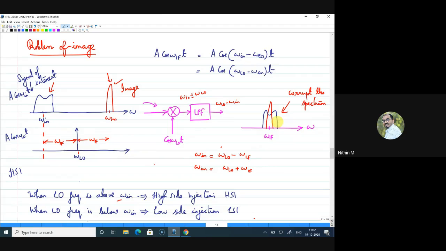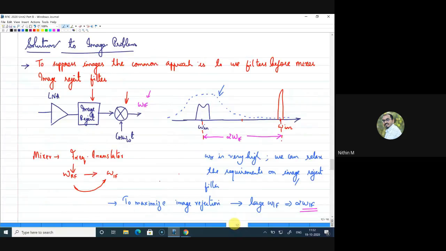And depending on the location of this LO with respect to the input frequency, there are two types of injection: high side and low side injection. After understanding what the image problem is, we introduced a solution to suppress the image: we can introduce a filter before the mixer.